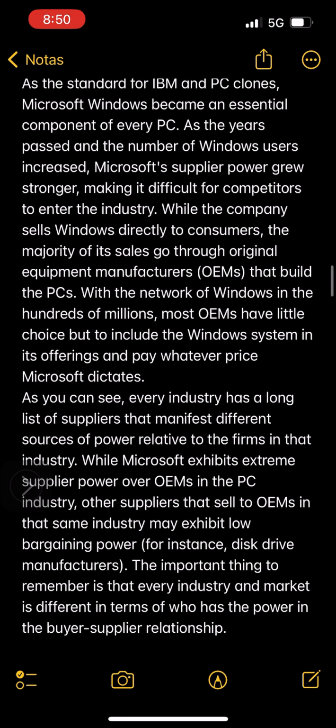As the years passed and the number of Windows users increased, Microsoft's supplier power grew stronger, making it difficult for competitors to enter the industry. While the company sells Windows directly to consumers, the majority of its sales go through original equipment manufacturers (OEMs) that build the PCs. With a network of Windows users in the hundreds of millions, most OEMs have little choice but to include the Windows system in their offerings and pay whatever price Microsoft dictates.